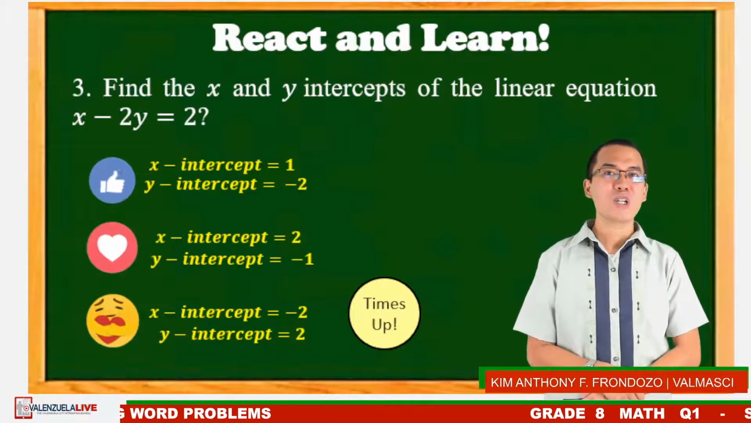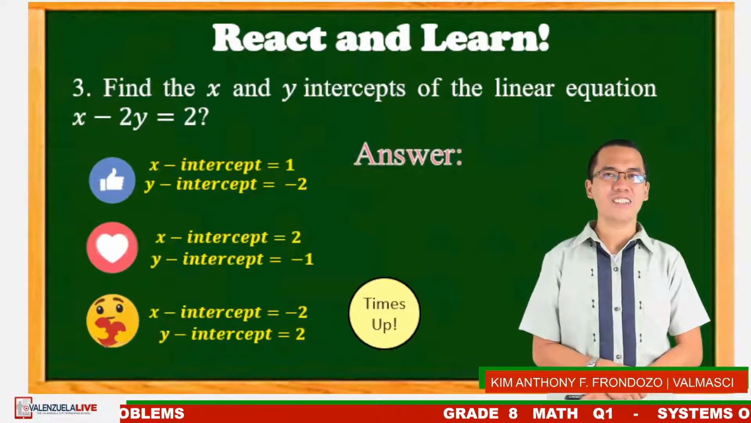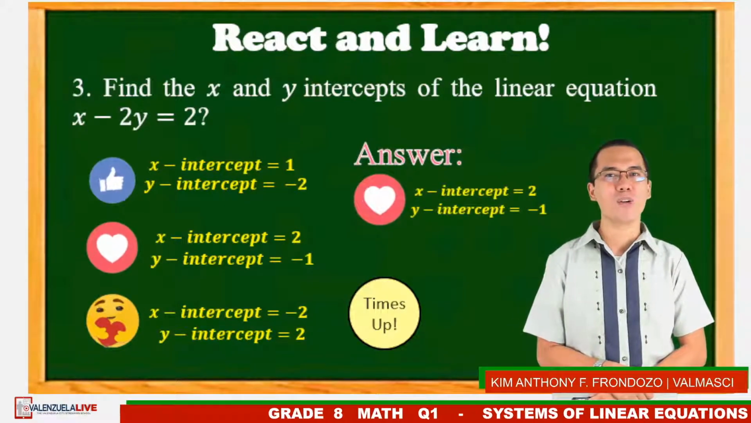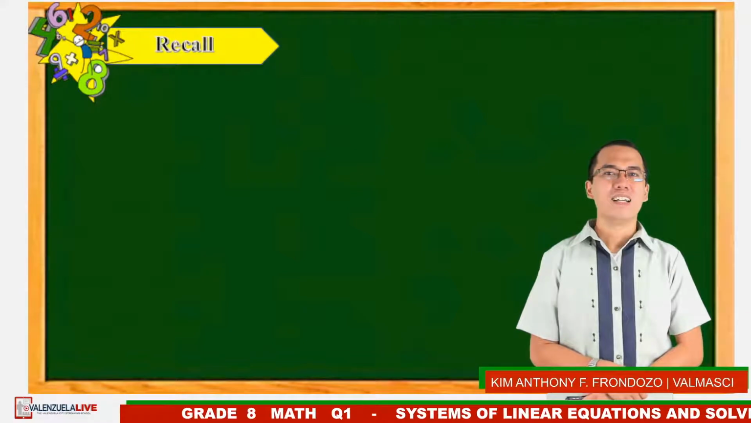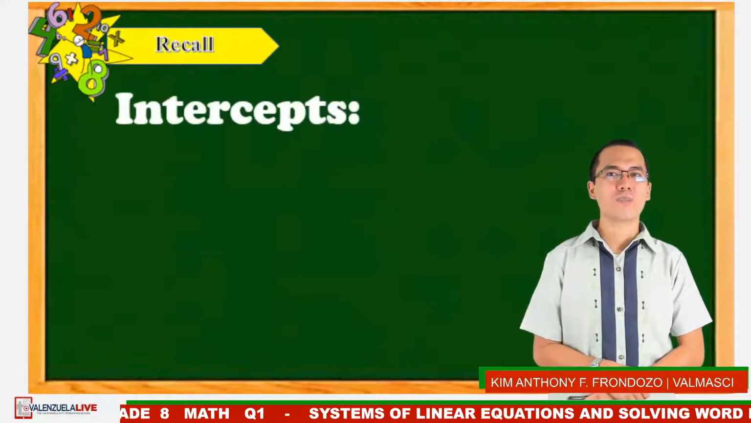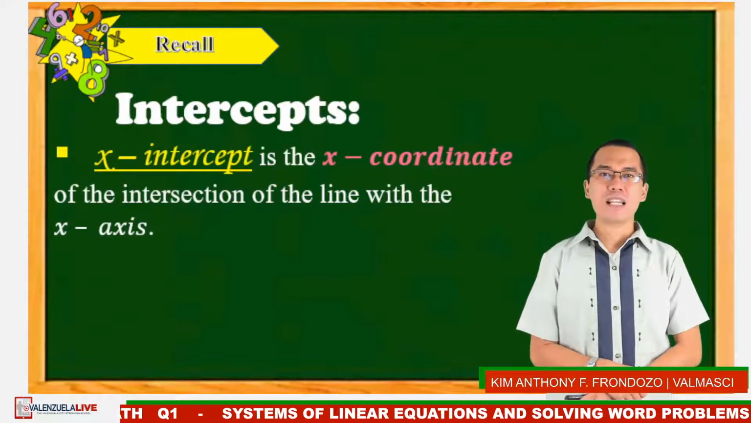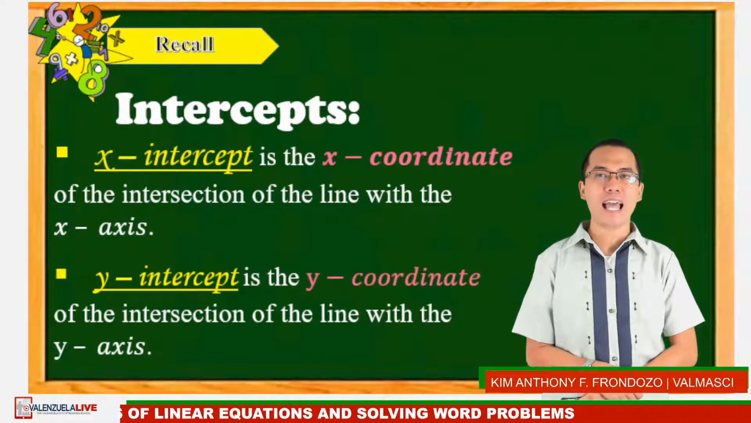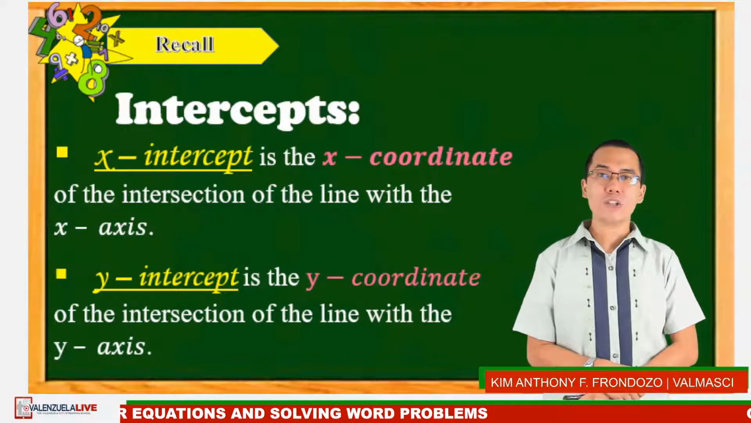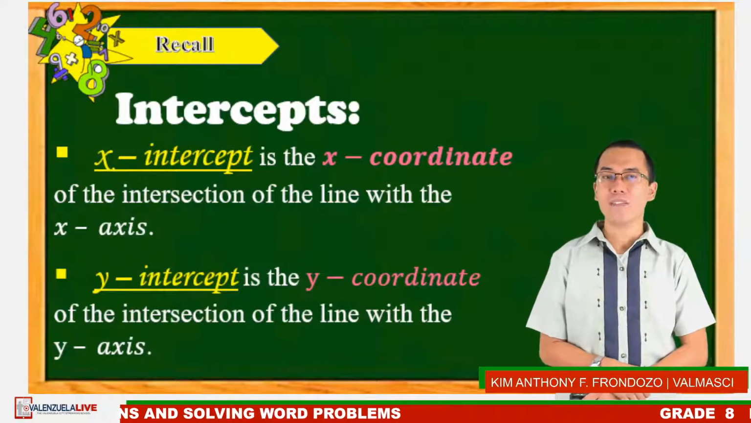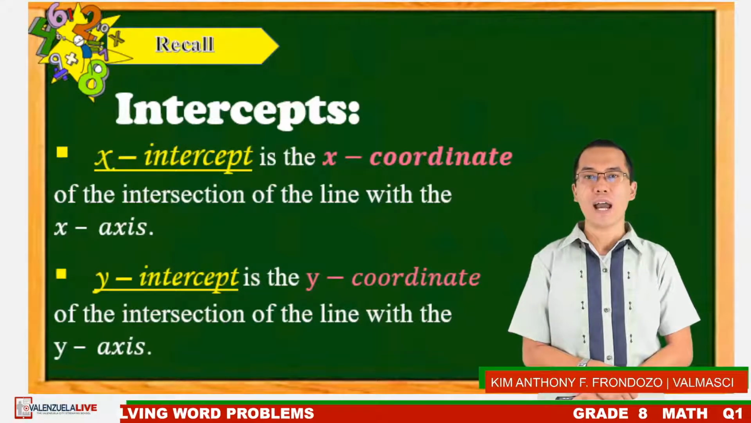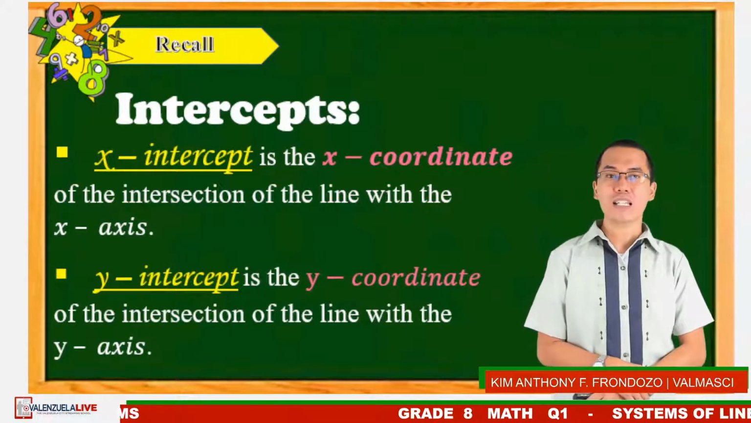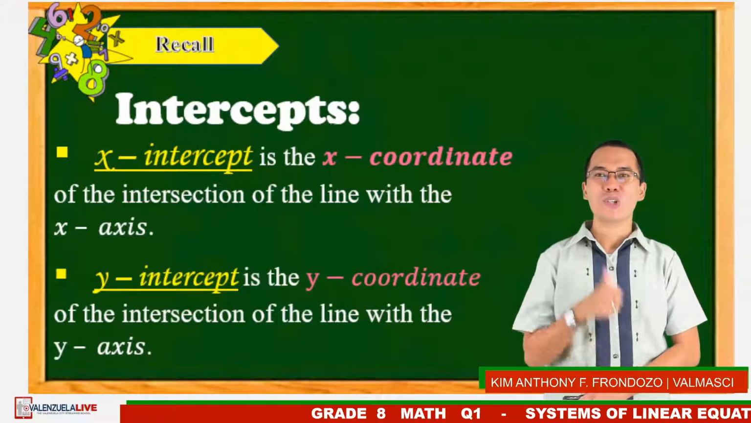Time's up. So the correct answer is the heart reaction. X-intercept equals 2 and y-intercept equals negative 1. Now, let's recall intercepts. X-intercept is the x-coordinate of the intersection of the line with the x-axis, while the y-intercept is the y-coordinate of the intersection of the line with the y-axis. Did you get all the 3 correct reactions in our activity? Good job!